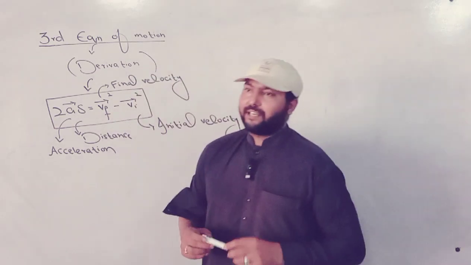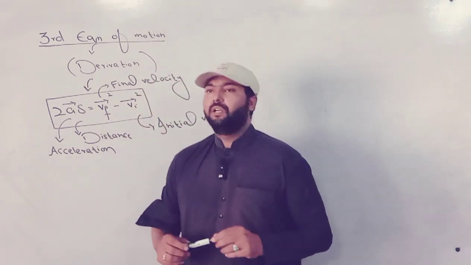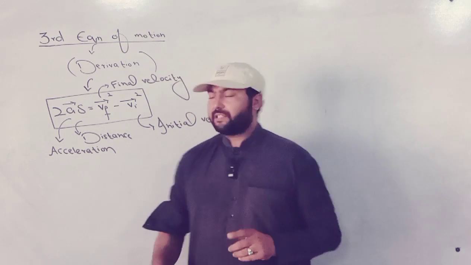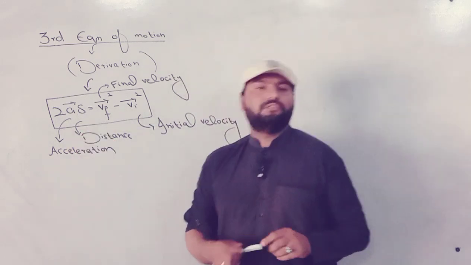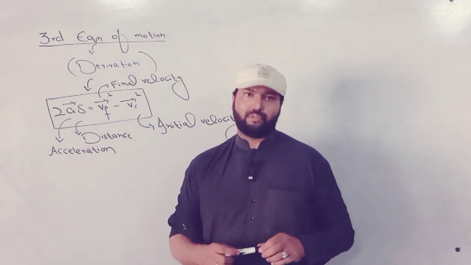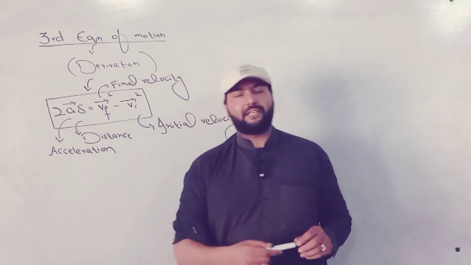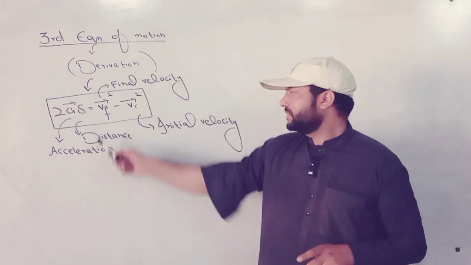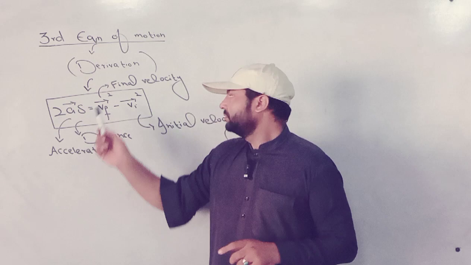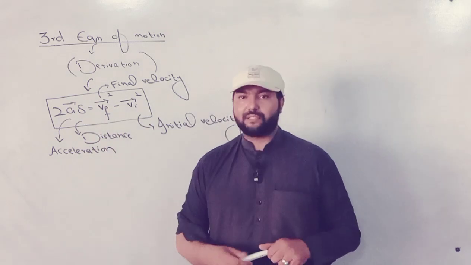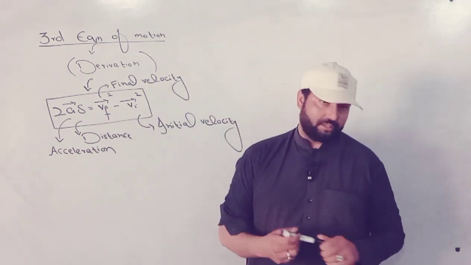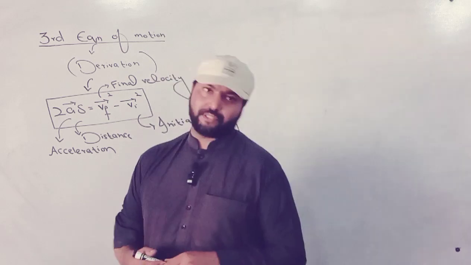Bismillahirrahmanirrahim. Now let us derive the third equation of motion, which can be written as 2as is equal to vf square minus vi square, where a represents the acceleration, s represents the distance, vf represents the final velocity, and vi represents the initial velocity. So let us start.